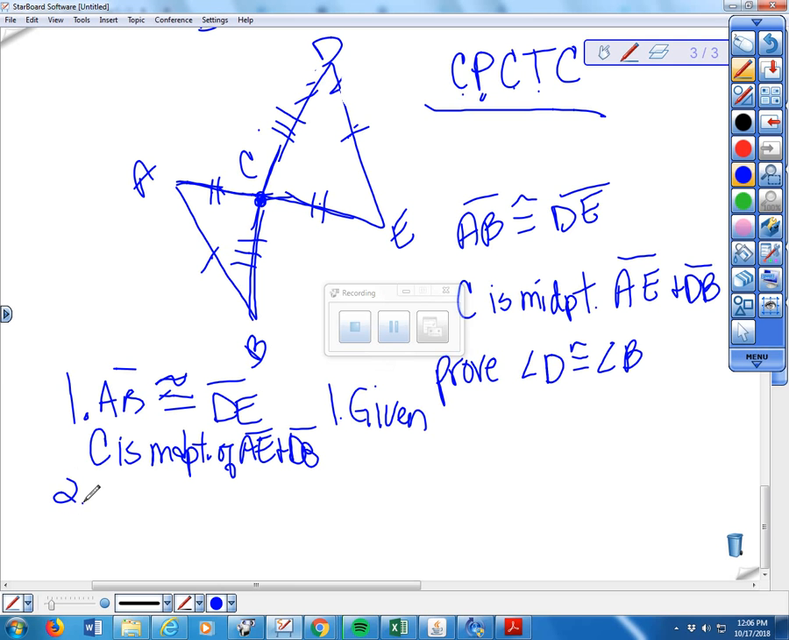Now I could say, in one step, that AC is congruent to EC and BC is congruent to DC. Why? Okay, C is the midpoint. It was given. But what's the reason those two are equal? Definition of midpoint. Definition of midpoint. Okay?